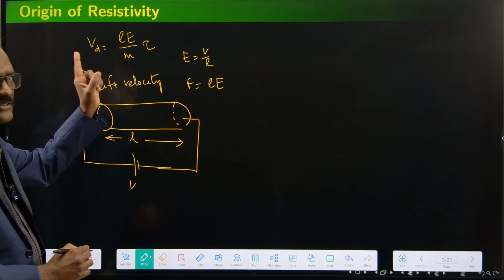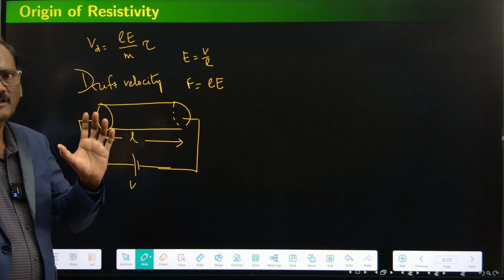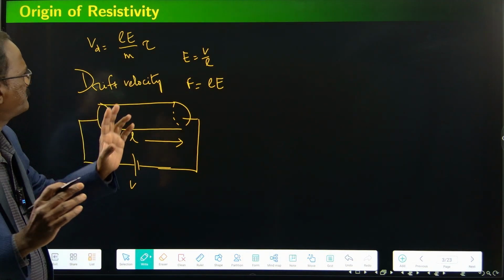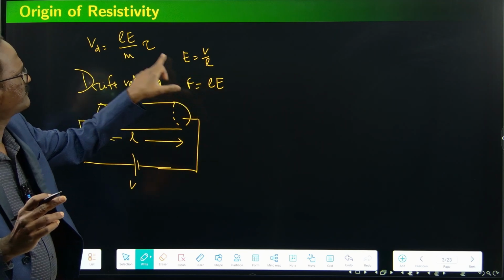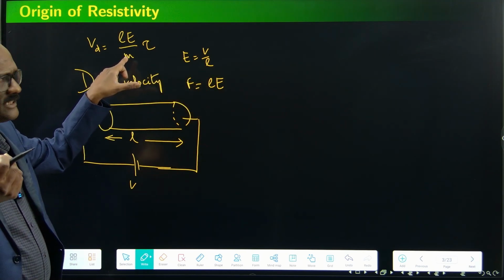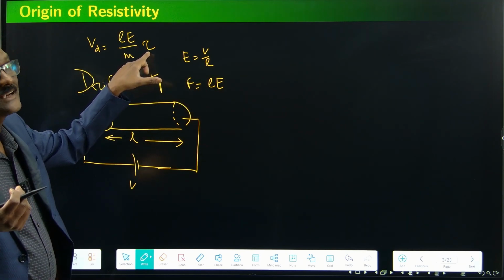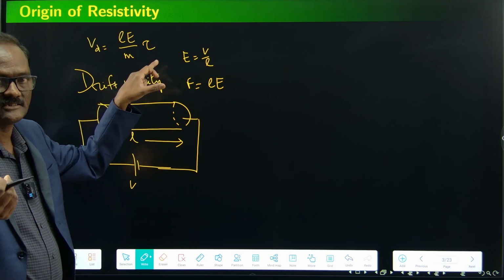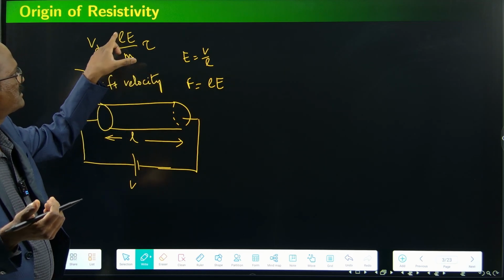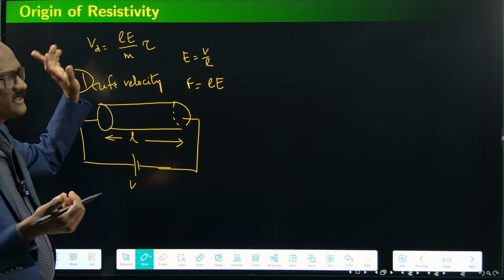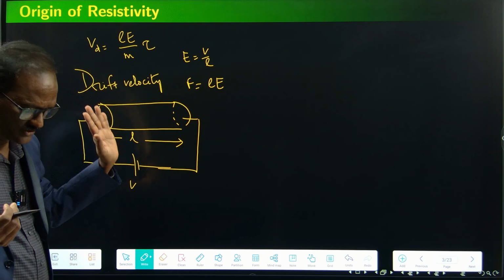So any velocity will have the format of acceleration multiplied by time. This is force. Force by mass is acceleration. Time, this is relaxation time, average relaxation time, right? Force by mass is acceleration, acceleration times time, this is the velocity, this is drift velocity.